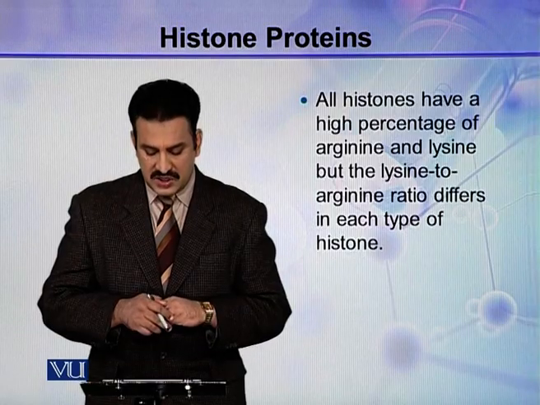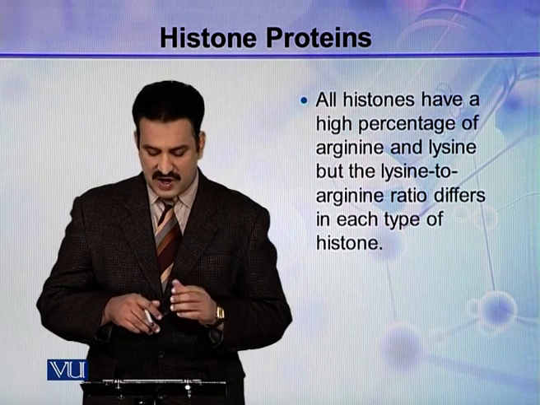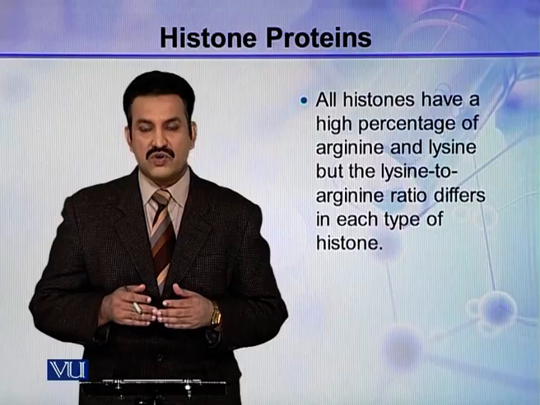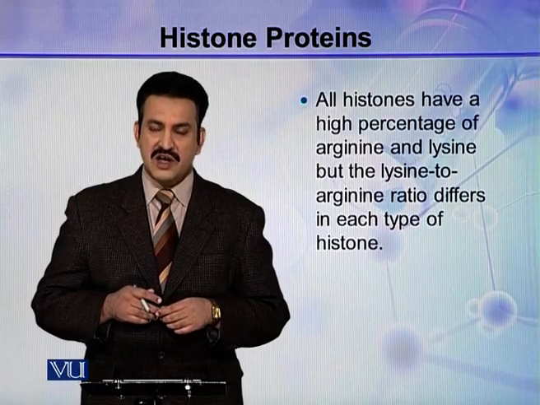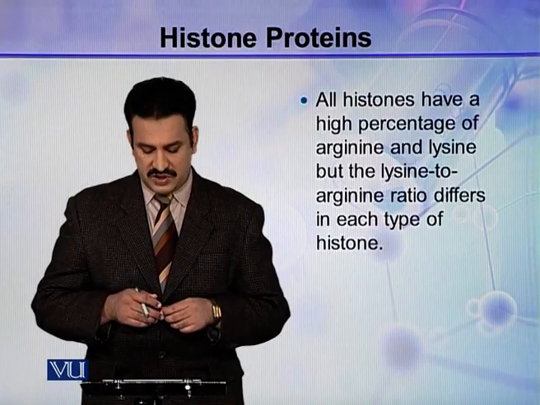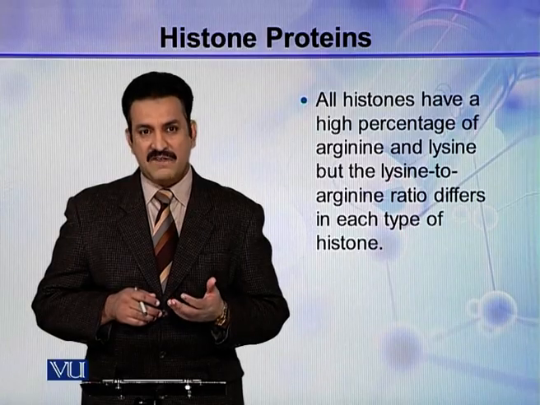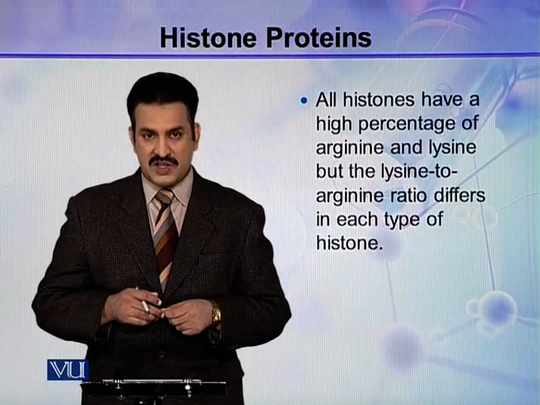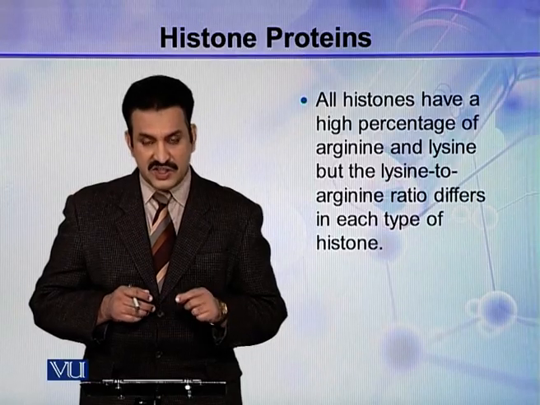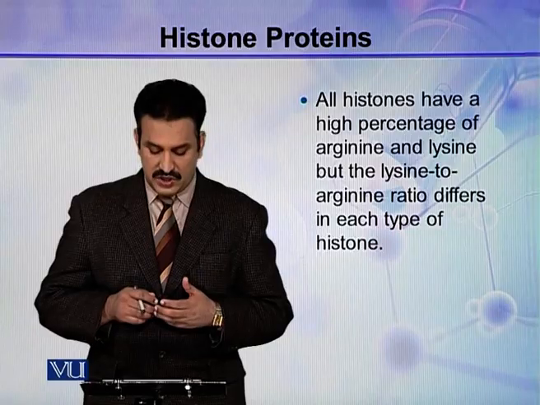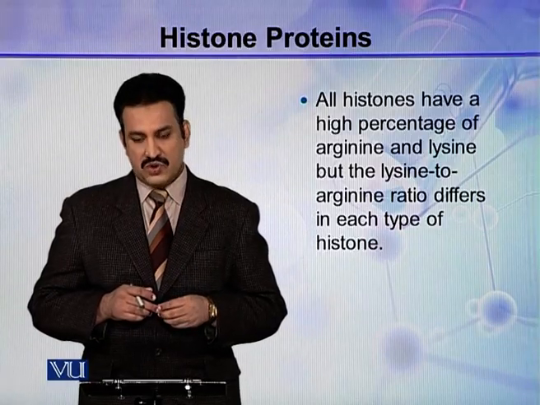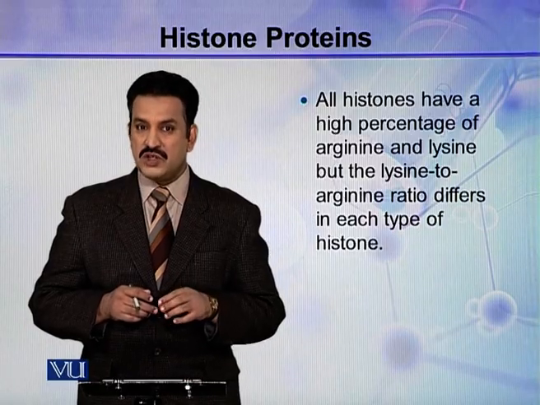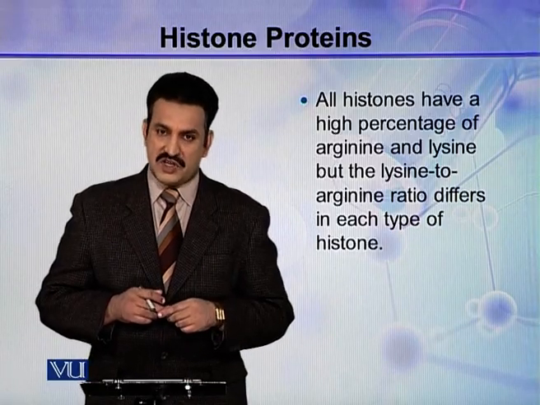All the histones have a high percentage of arginine and lysine. Both these amino acids, arginine and lysine, are positively charged amino acids. So all the histones have a high proportion of these two positively charged amino acids. But the lysine to arginine ratio in each type of histone is variable. So this variation is important.